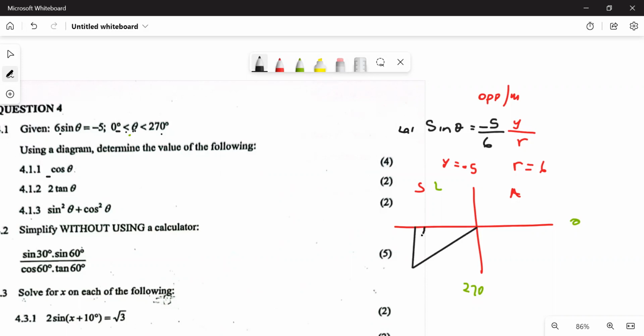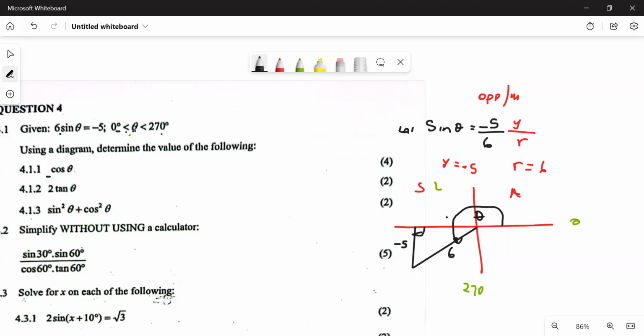And then from here, you're going to have 90 degrees. And then starting from here up until there, you're going to say this angle here is going to be equal to theta. And then from here, we already know what is y. What is y? Y is going to be equal to -5. What is r? 6. It's 6.